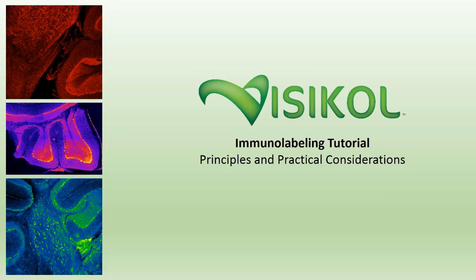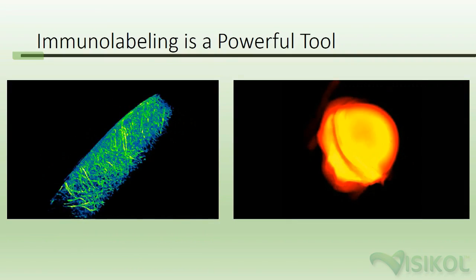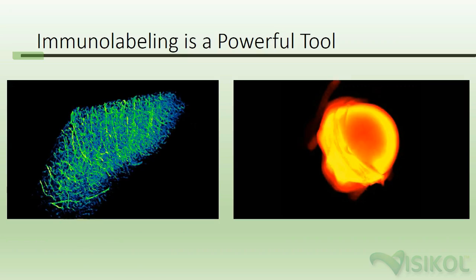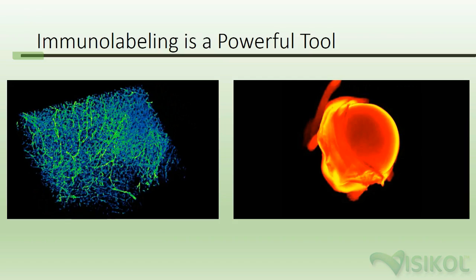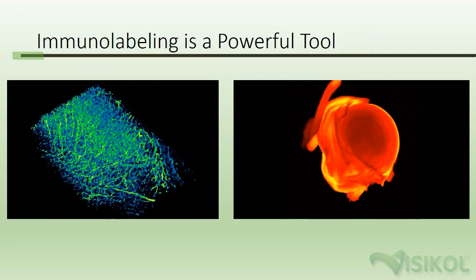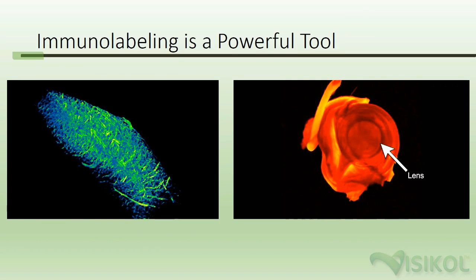Immunolabeling with Visikol HISTO, Principles and Practical Considerations. Immunolabeling is a powerful tool used to identify the location and identity of proteins, receptors, and cells within tissue. Immunolabeling techniques are most commonly used on tissue sections and in Western blotting. Combined with tissue clearing, immunolabeling provides the ability to interrogate the structure of tissues in 3 dimensions.